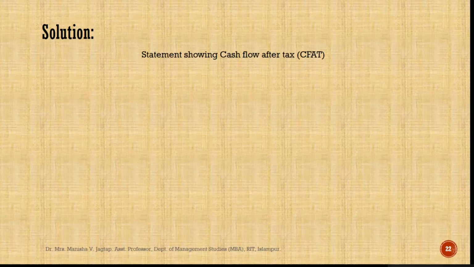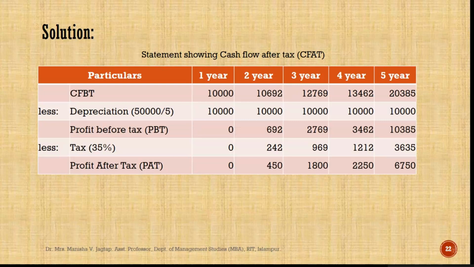Again, we have to prepare a statement, but this statement is something different from the earlier one, which we prepared in the payback method. Here you can see a title, statement showing cash flow after tax. Here we are not going to add back depreciation. So let us see. You can see here particulars and a 5-year column. Cash flow before tax is already given in the problem. The same information we have carried here.